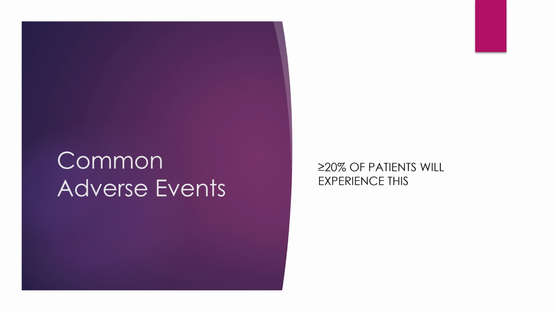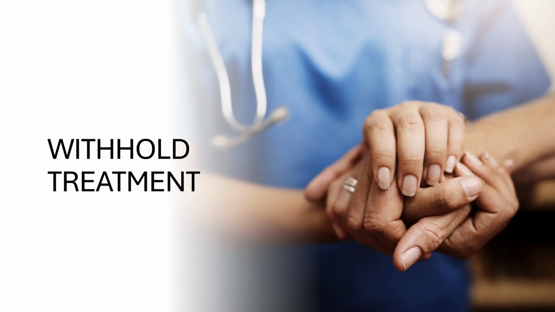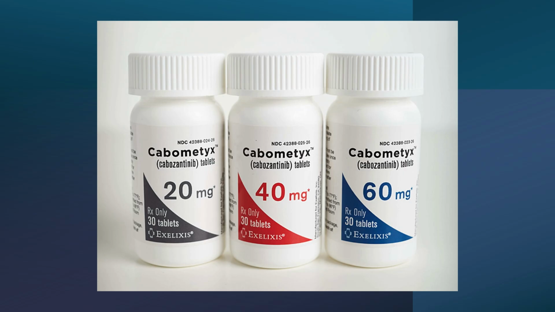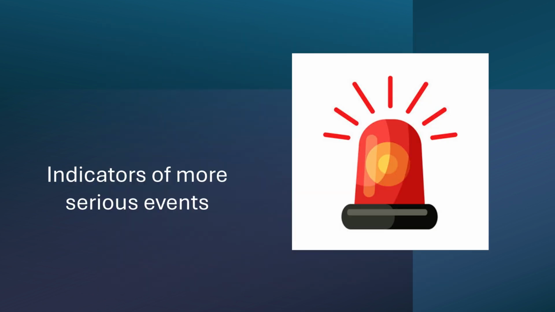Now we can talk about the adverse events which occur in greater than 20% of patients. Depending on the person, these events can be enough to withhold treatment or even suspend it altogether. The way your treatment changes will depend on your medical history and the severity of the adverse event that you're experiencing. You can expect that adjustments to your dosing regimen will be made while you're taking Cabometyx. The other thing about these events is that they can be indicators of other more severe events that we will cover in the next section.